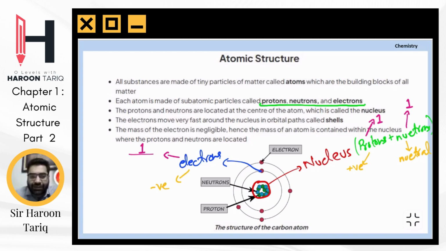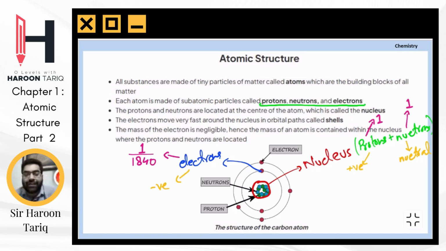That mass, we call it 1/1840. What we mean by 1/1840 is, if we have 1840 electrons, their combined mass would be equal to just one proton or one neutron. This is what it means. If we take a beam balance, on one side we put one proton or one neutron, and on the other side we put 1840 electrons, they will balance. So electrons have a negligible, very small mass.